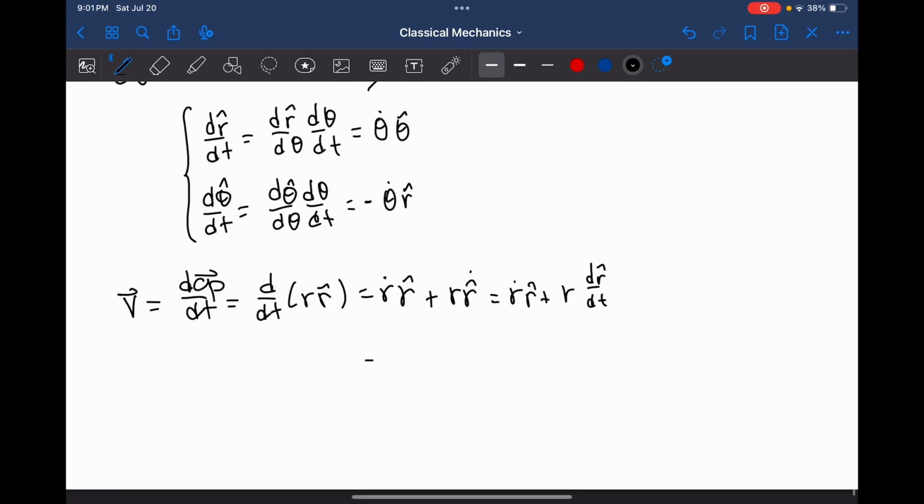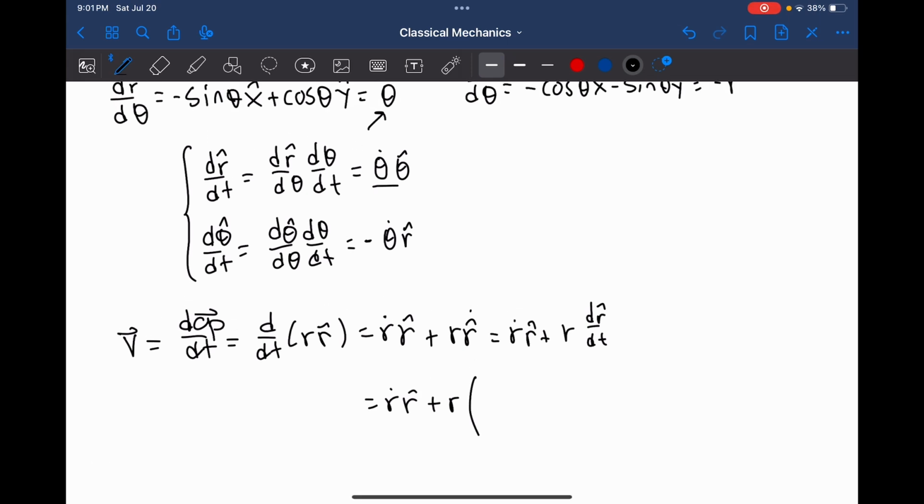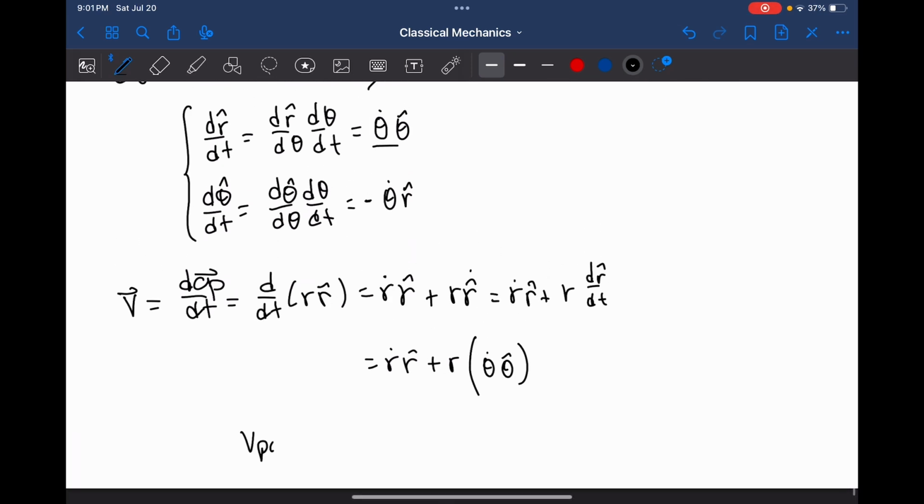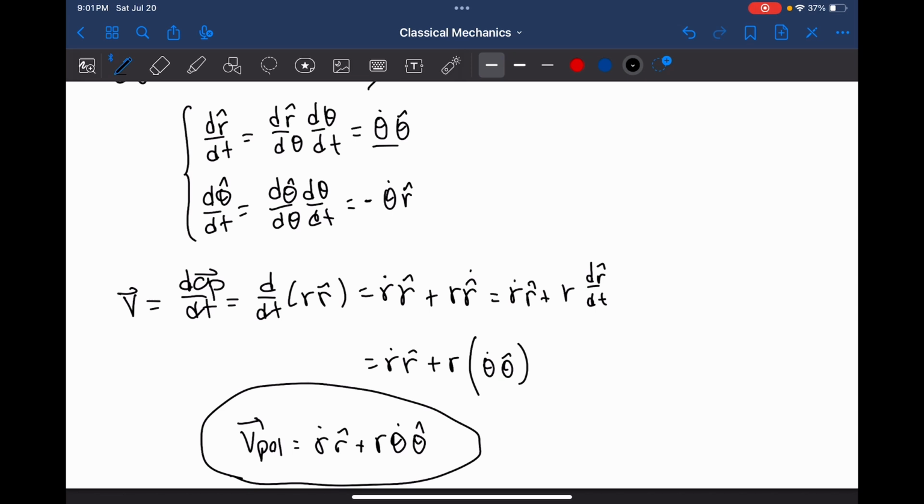But we know what this is. This is r dot in the r hat plus r times, what is dr hat dt? Well, it's theta dot in the theta hat. So the velocity in polar coordinates is equal to r dot in the r hat plus r theta dot in the theta hat. This is an expression I highly recommend you commit to memory.